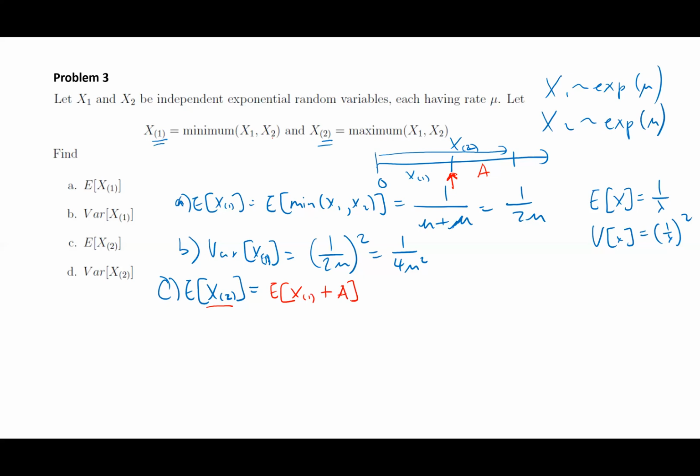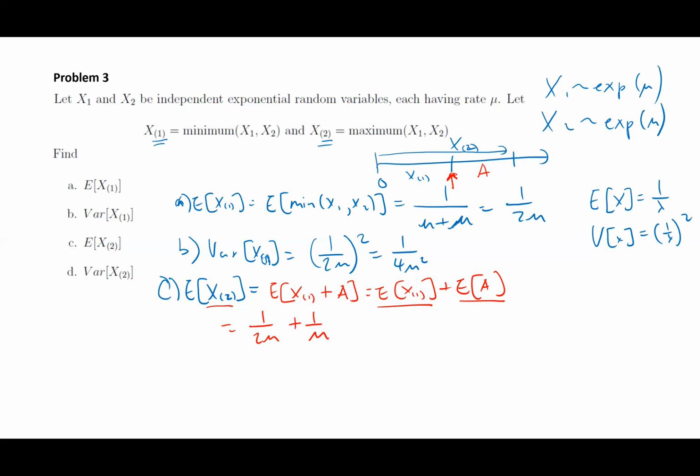So we can rewrite this as the expected value of X_(1) plus the expected value of A. We already have this portion from part A, so I know that's going to be 1 over 2 mu. Right after that happens, the expected value of A is whichever's left over. It could be X1 or X2 that's left over. They're both mu, so the expected time is just 1 over mu. And that's my answer.